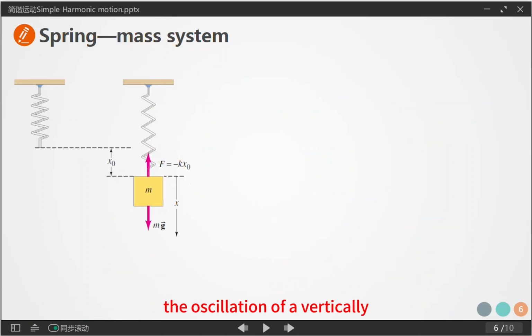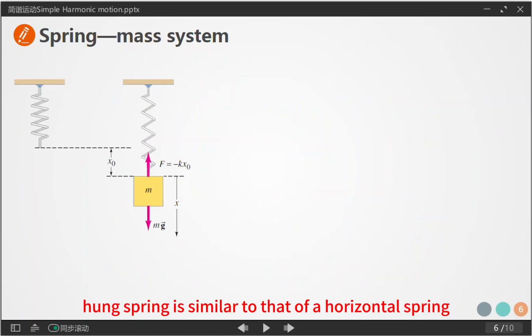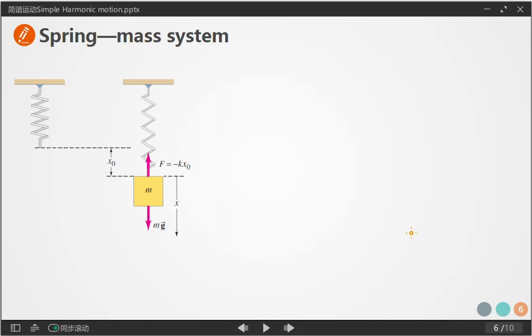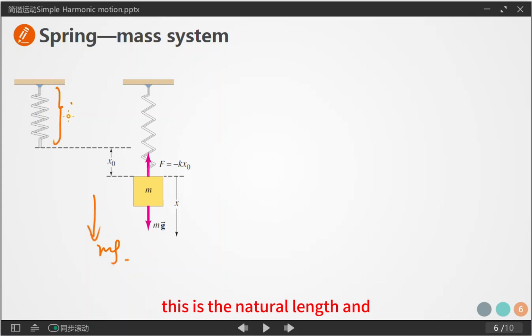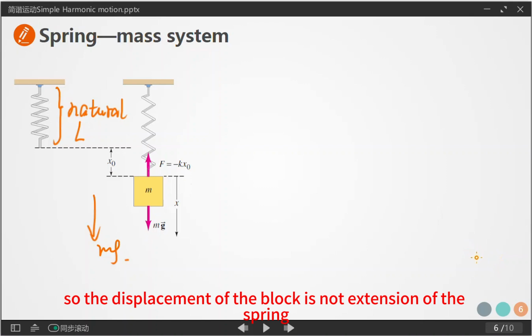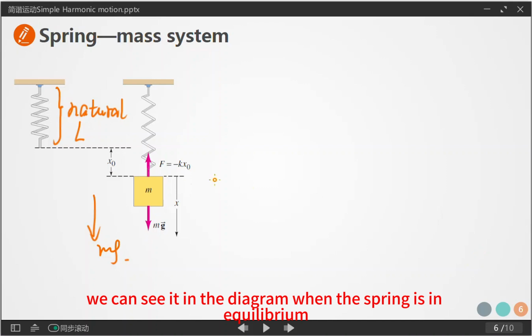The oscillation of a vertically hung spring is similar to that of a horizontal spring, but because of gravity, you see, this is gravity, the equilibrium length of a vertical spring with a mass is longer than the natural length. So, for example, this is the natural length, natural L. So the displacement of the block is not the extension of the spring. We can see it in the diagram.